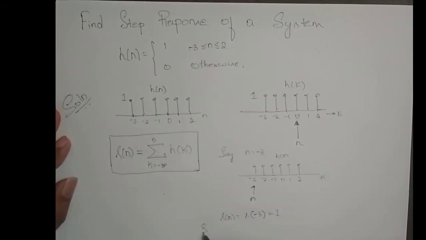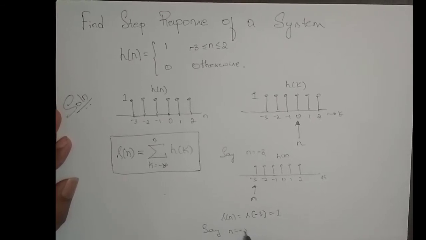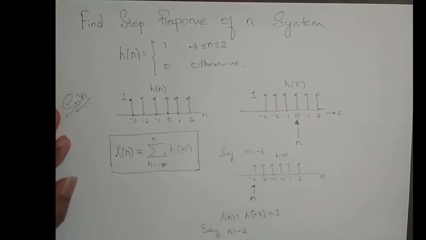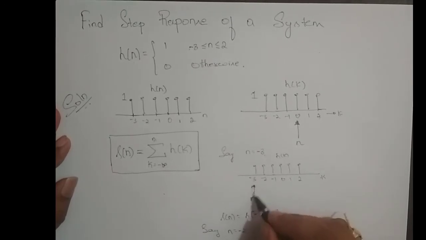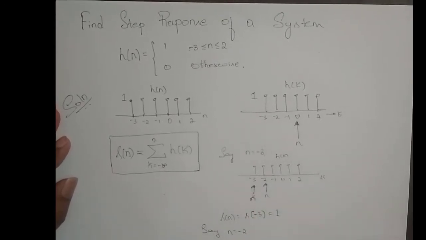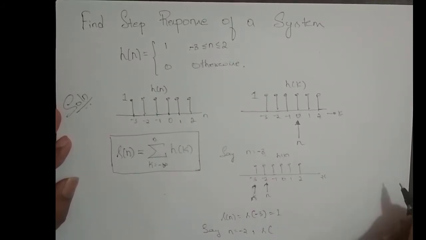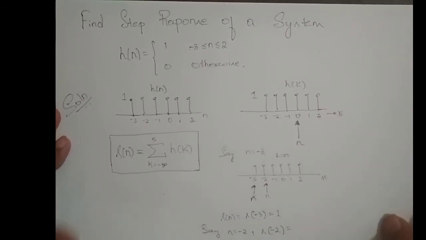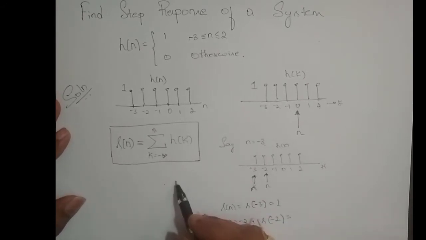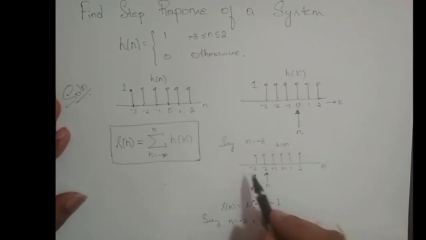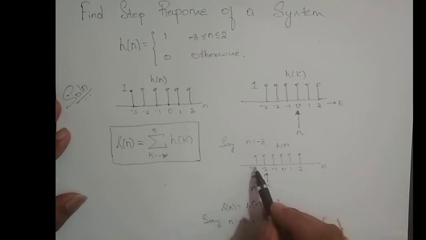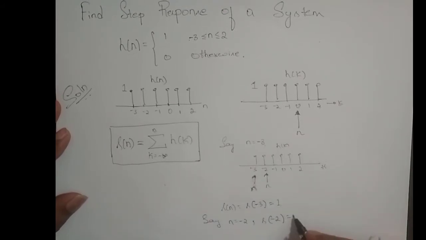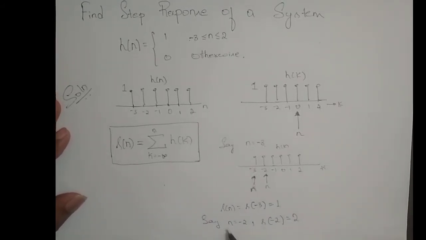Now say n is equal to -2. Now the slider will be here. What is S of -2? I have to sum it up from k varying from -infinity to -2. Till -4 it is 0, so -3 sample plus -2 sample. -3 sample is 1, -2 sample is 1, so 1 plus 1 is 2 at n equal to -2.